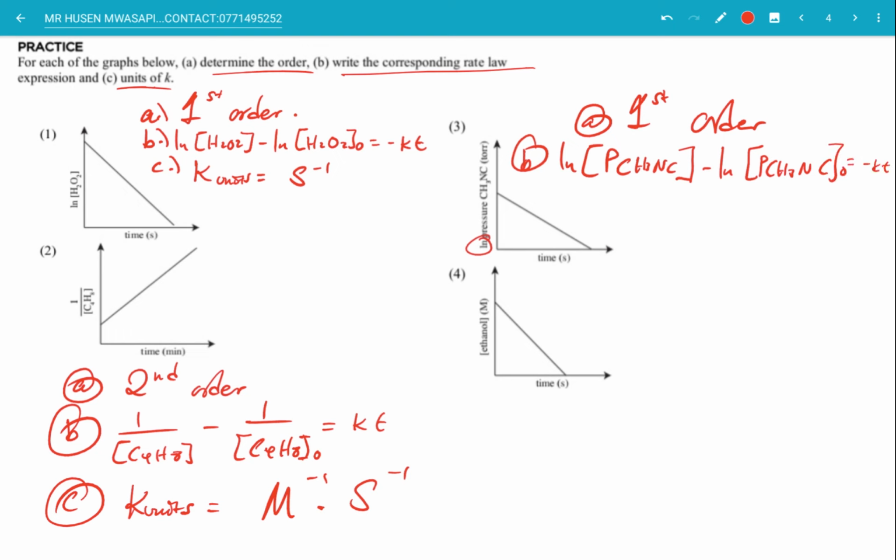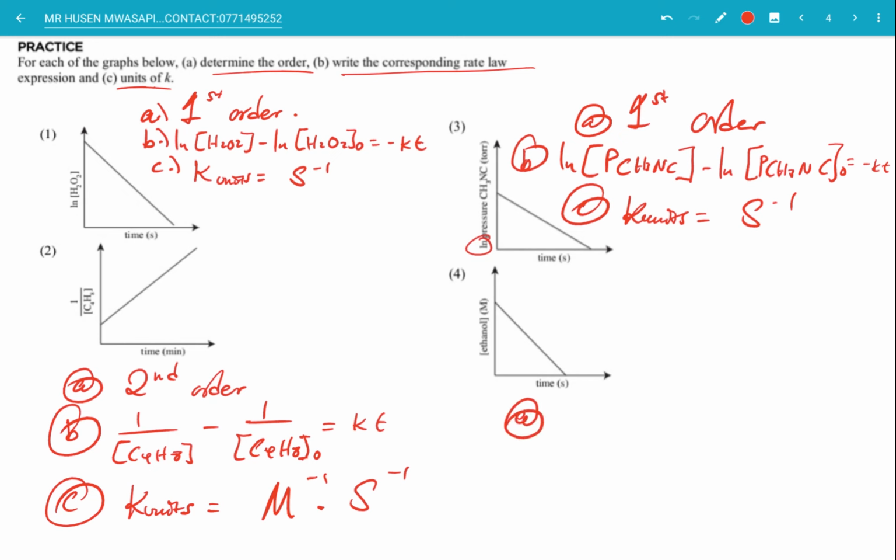KT. So the ln of PCH3NC after some time minus the ln of PCH3NC at the initial start of the reaction. Then the units, since it's the first order, the K units will simply be equivalent to S to the minus 1.